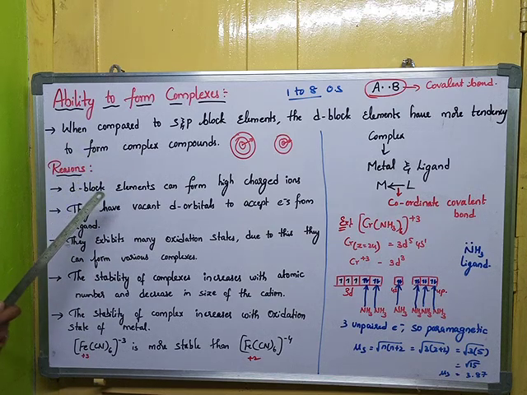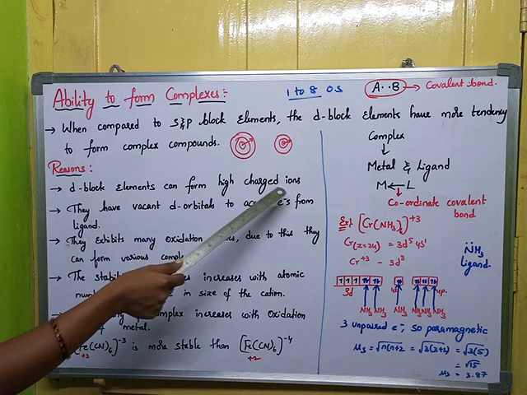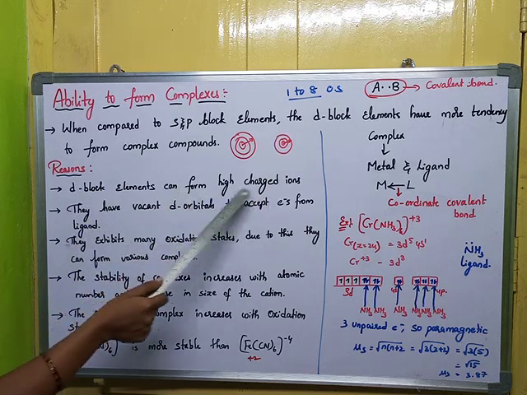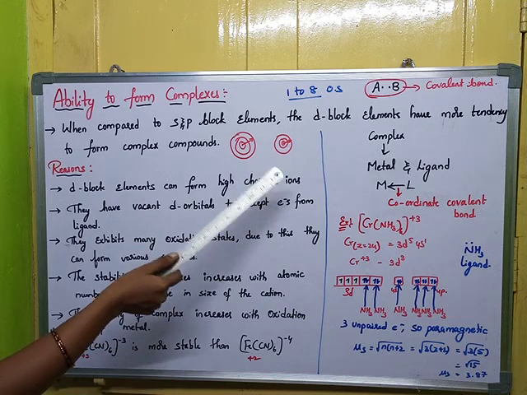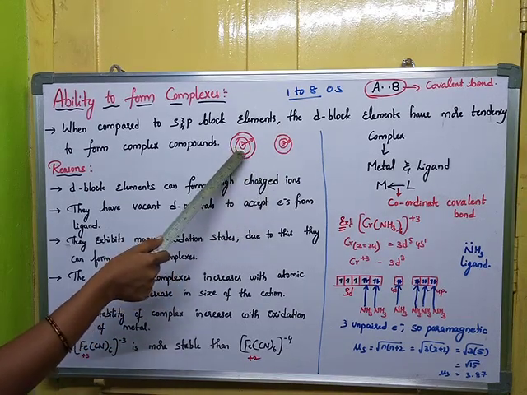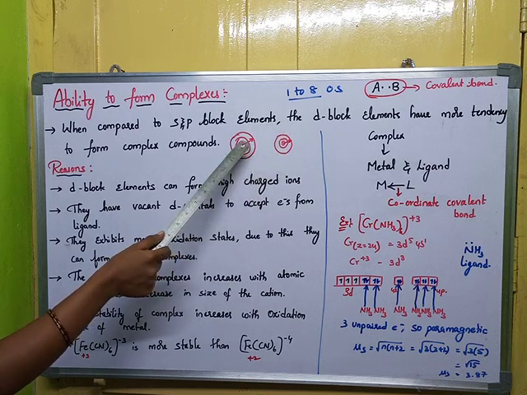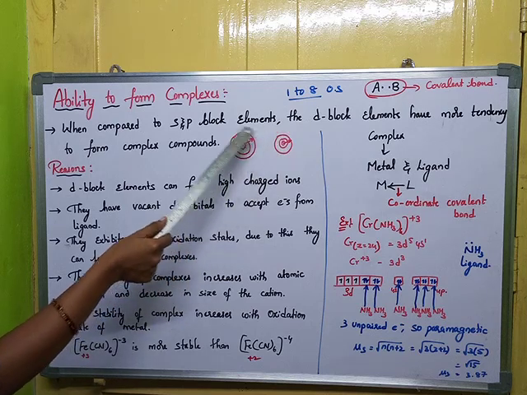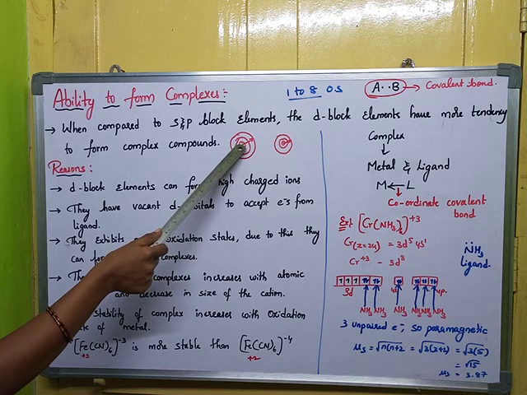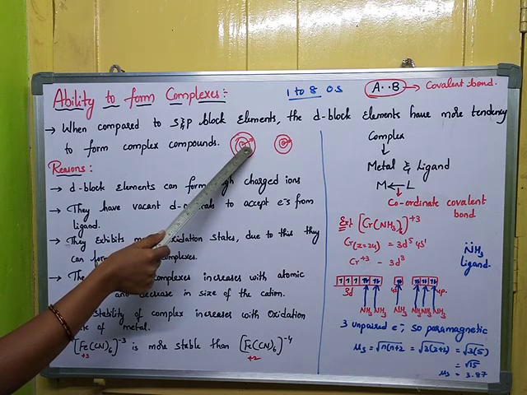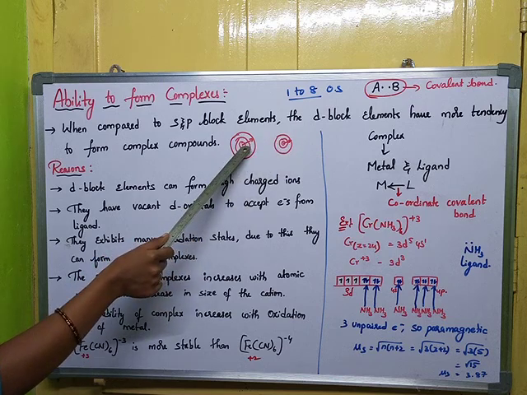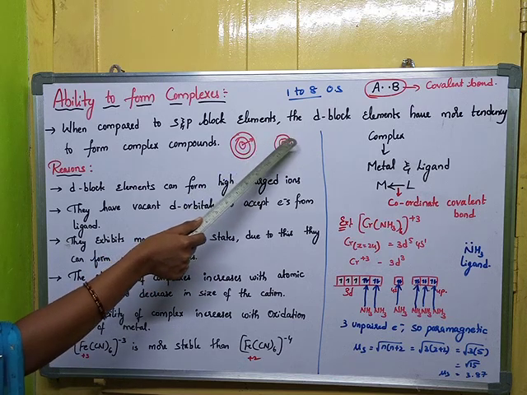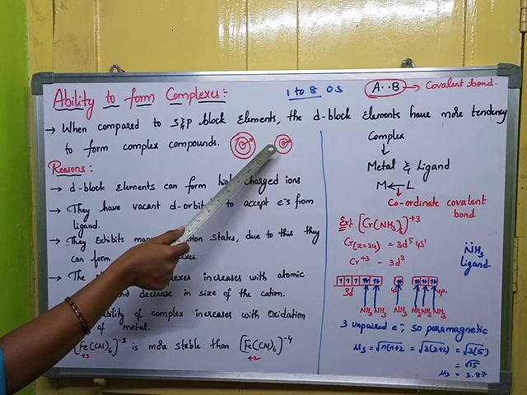The first reason is that d-block elements have highly charged ions. What is a high charge? High charge is nothing but a high oxidation state. If it has a high oxidation state, what will happen? High oxidation state means high positive charge. With a high positive charge, it will attract all valence electrons towards itself, so it will attract the ligand electrons towards itself. Whenever it has a high charge, its size also decreases because of the nuclear attraction on the valence electrons. The size of the particular atom will decrease.